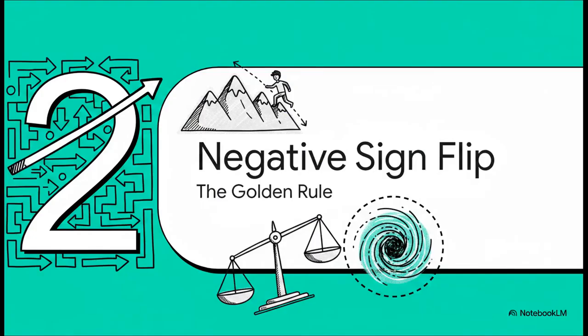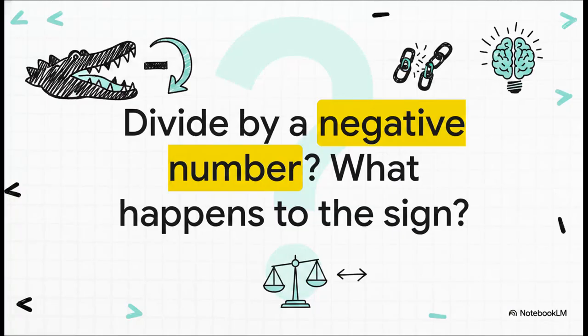Moving right along to Section 2, the negative sign flip. Let's logically tackle the absolute golden rule of inequalities. Examiners absolutely love testing this. It's a classic trick. What exactly happens to that little greater than or less than sign when you multiply or divide both sides by a negative constant? A lot of students just blindly memorize the rule. But you know what? When exam pressure hits, memory fades. So let's actually prove why this happens so you literally never forget it.